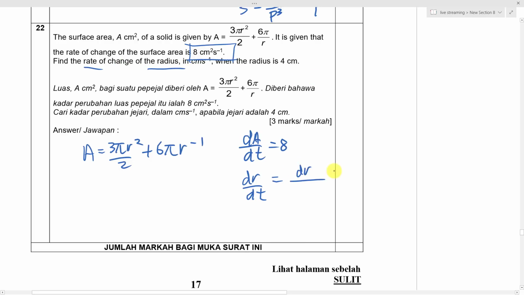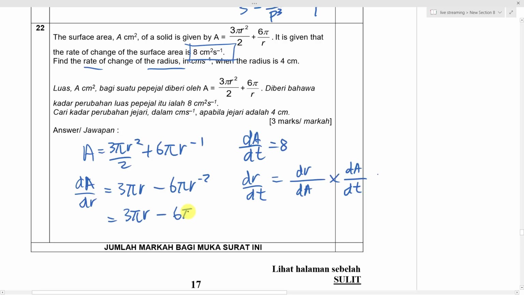Write out the chain rule. dr here, dt here. So this one will be dA and dA. I already have dA dt. I want to find dr dA. So I will differentiate this one. I will do dA dr first. So I should have 3 pi r minus 6 pi r negative 2. So I will simplify this one and group them together because later I need to flip over. So minus 6 pi over r squared.